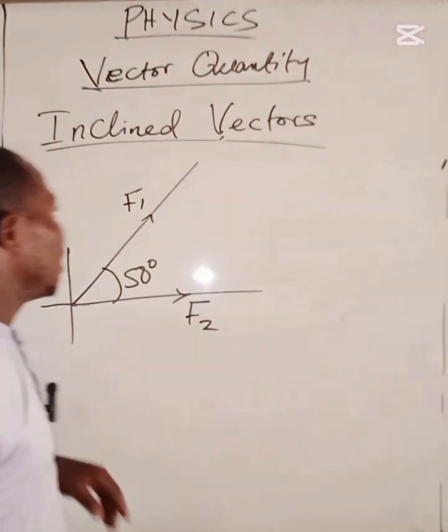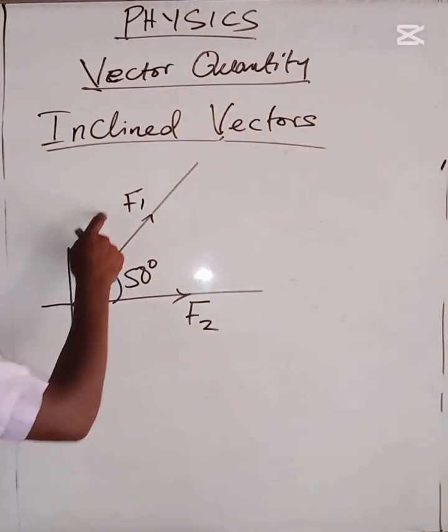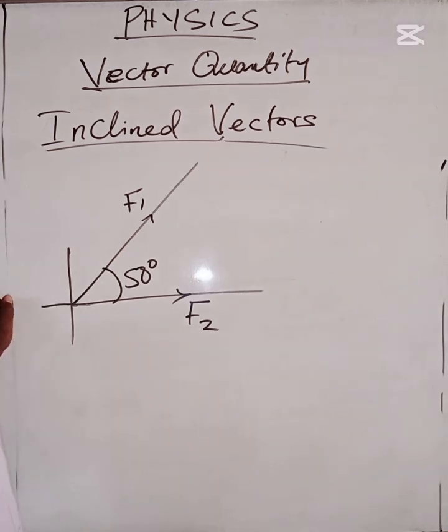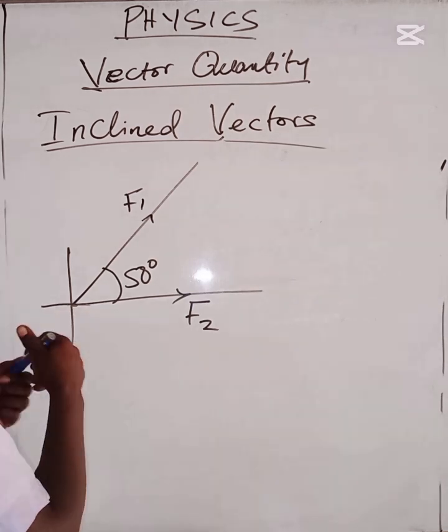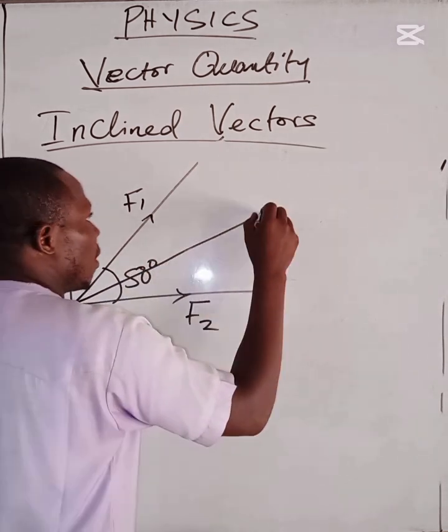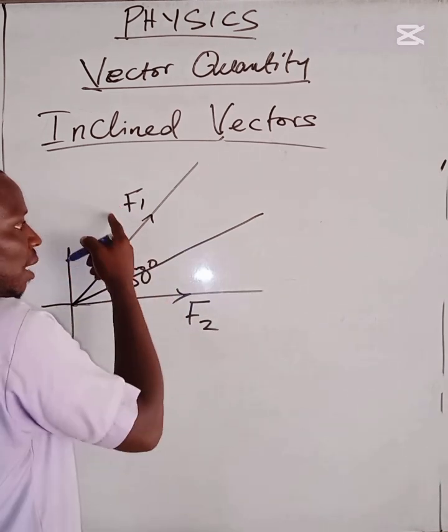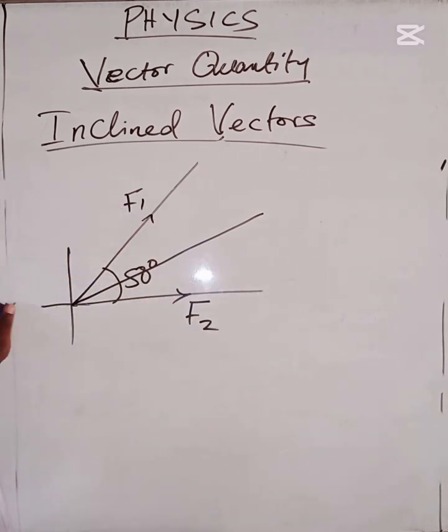That law states that if two vectors represent the two adjacent sides of a parallelogram, both in magnitude and direction, the diagonal drawn from their common point of intersection represents the two vectors both in magnitude and direction.